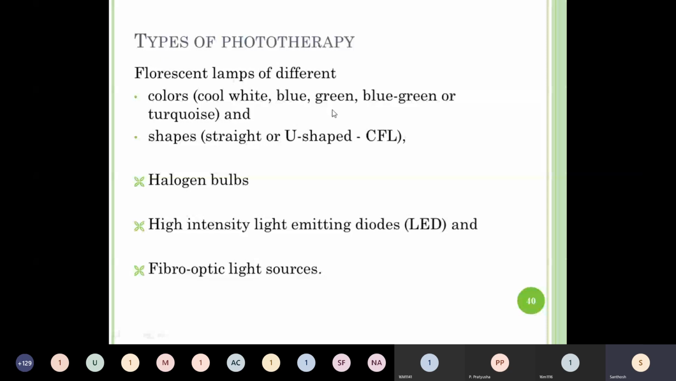Fluorescent lamps have some blue lights and white lights, and this is also used. Next, halogen bulbs. The disadvantage of these halogen bulbs is that they usually cause hyperthermia, and they may cause burns in these babies. And then fiber optic light sources, where the babies can be placed directly on them. Sometimes they come in the form of bilirubin blankets.